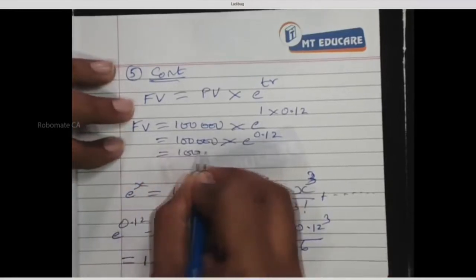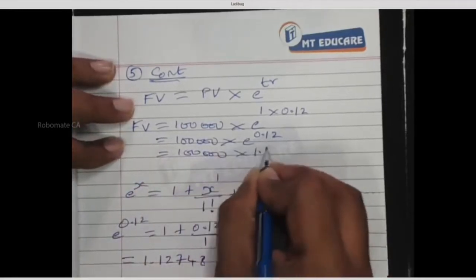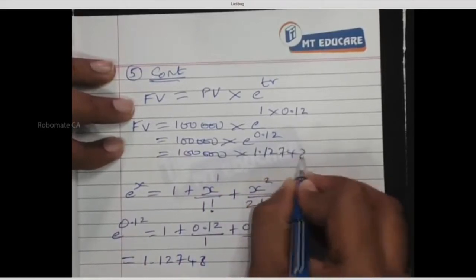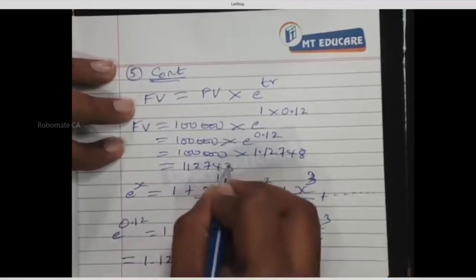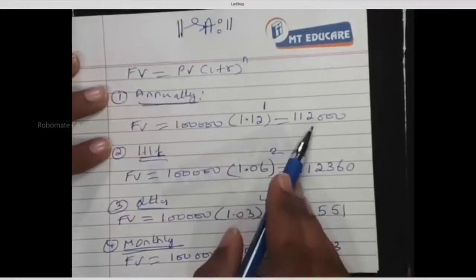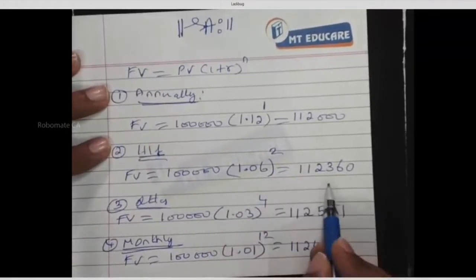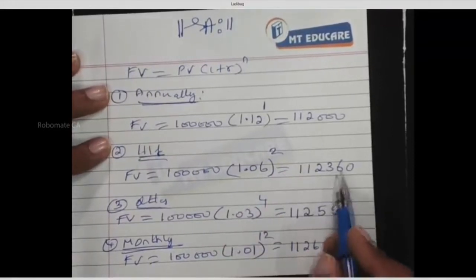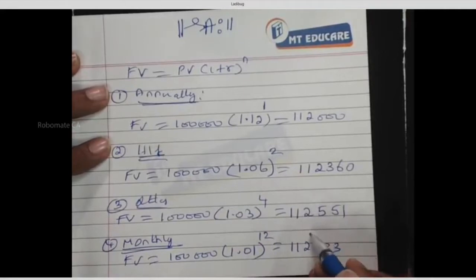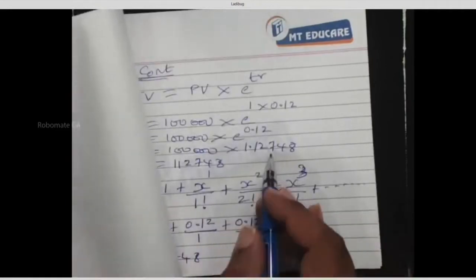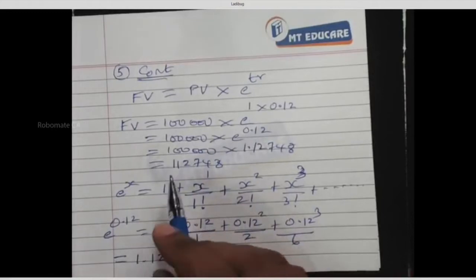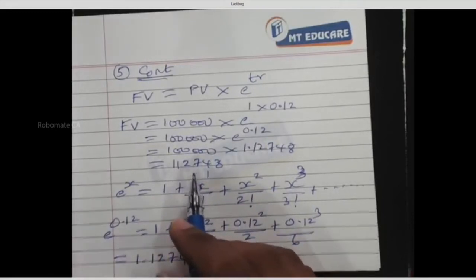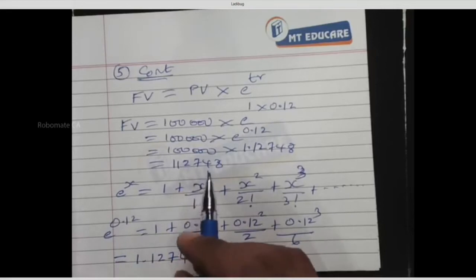It is 1 lakh into 1.12748, which is equal to 1,12,748. Now, if I deposit annually, how much do I get? 1,12,000. Half yearly, 1,12,360. Quarterly, 1,12,551. Monthly, 1,12,683. And continuously, 1,12,748. As the frequency increases, the maturity value also increases. That is the calculation for this particular part.